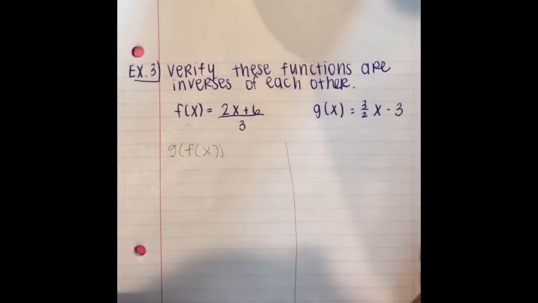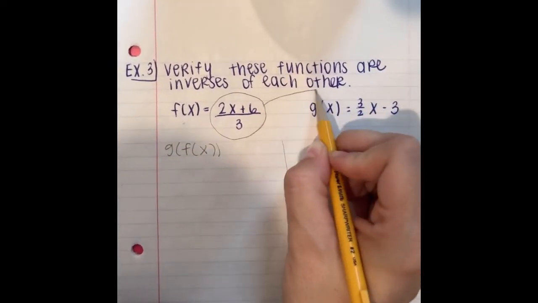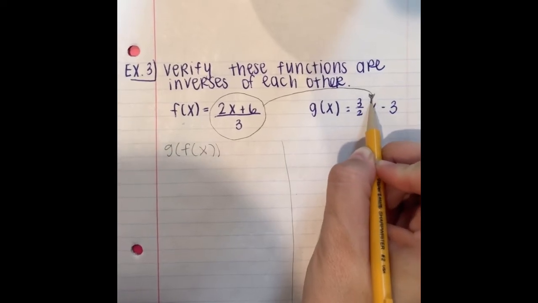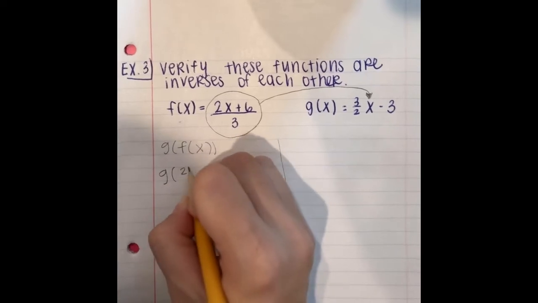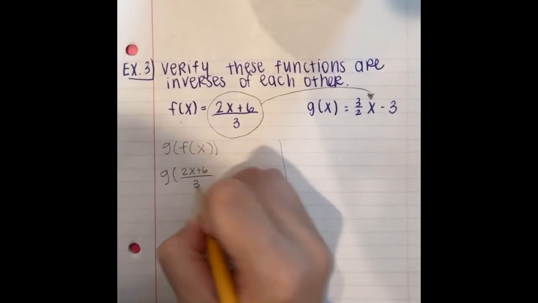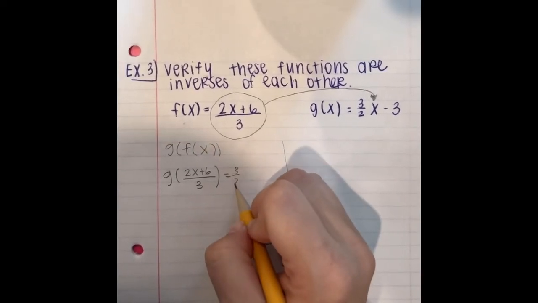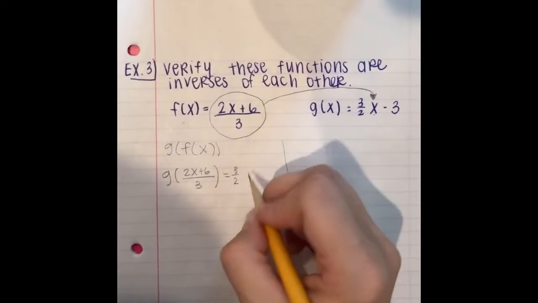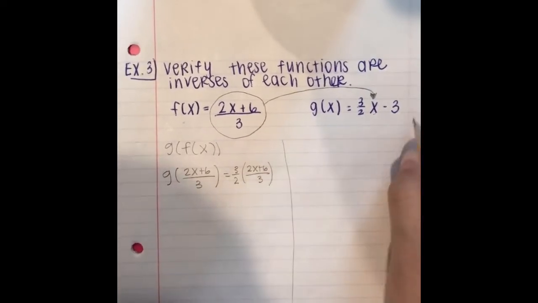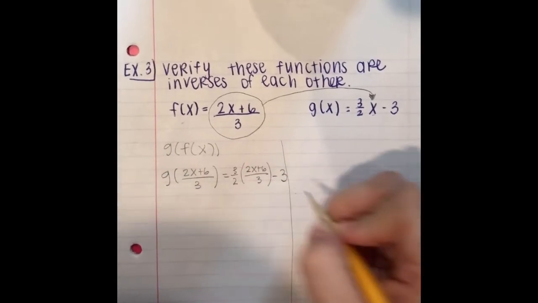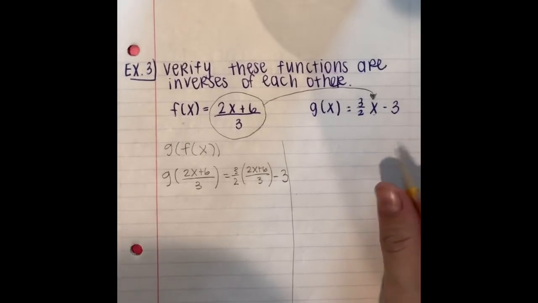Okay, so if I'm doing g of f of x, that means I'm putting the f function in for the x value of my g function. So I'm going to have g of 2x plus 6 divided by 3 equals, and I'm putting my 3 halves, and then where x was, I'm putting my f function, 2x plus 6 divided by 3, and then I'm putting my minus 3. Okay, from there I need to simplify, right?